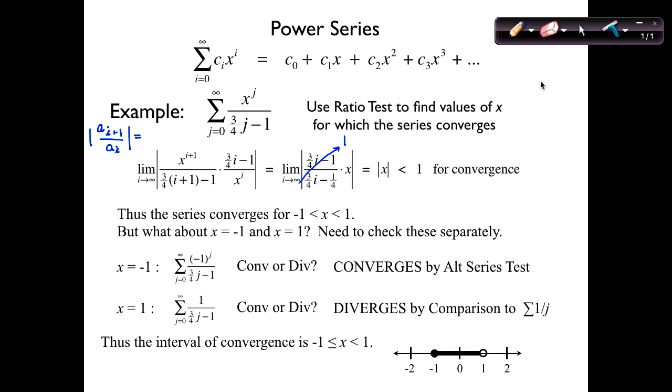So what's the center? This is called the interval of convergence. The interval gives you all the x values for which it converges. What's the center of the interval? 0 is the center. And then you go out equally from the center to show what the width is.